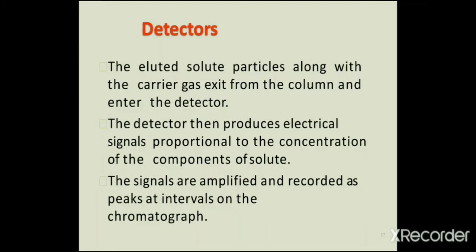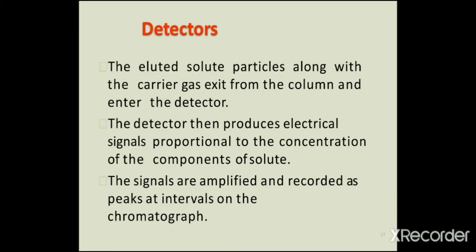The next component is the detector. So the eluted solute particles along with the carrier gas exit from the column and enter the detector. So first we have maintained the pressure of the carrier gas, then we have heated or vaporized the sample, then after that we have mixed it with the carrier gas, then they have entered into the column, and after eluting out from the column there is a detector.